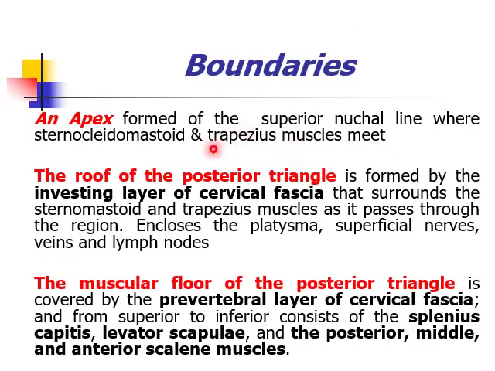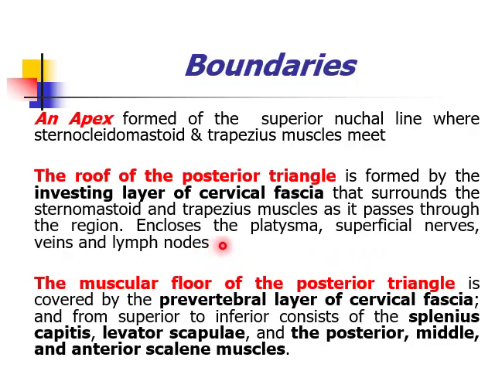The roof of the posterior triangle is formed by the investing layer of cervical fascia. We said that the investing layer encircles the neck and even splits to enclose muscles like the sternomastoid anteriorly and the trapezius posteriorly. The roof of the posterior triangle is formed by this investing layer of fascia of the neck, surrounding the sternomastoid and the trapezius as they pass through the region, and it encloses the platysma, superficial nerves, vessels and lymph nodes.